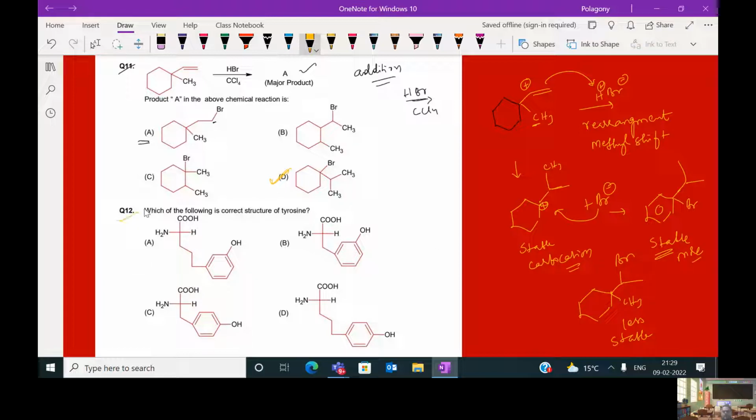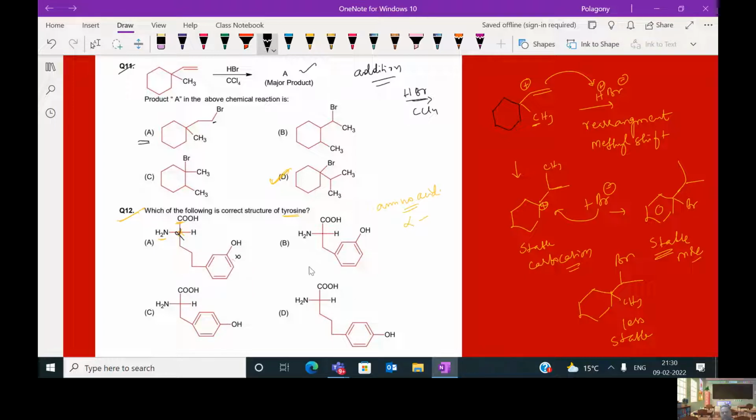Now let us look into the 12th question. Which of the following is the correct structure of tyrosine? So tyrosine is a type of amino acid. Which type of amino acid can we call it? An alpha amino acid. So here the functional group carboxylic acid and NH2 are both connected to the alpha carbon. Here is alpha, beta, gamma.